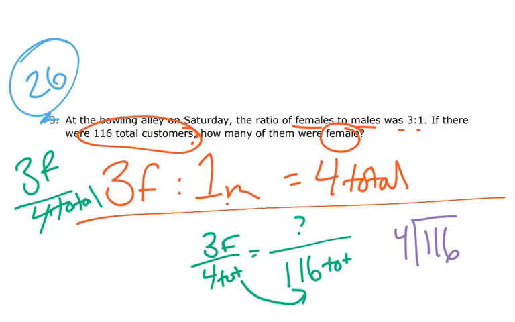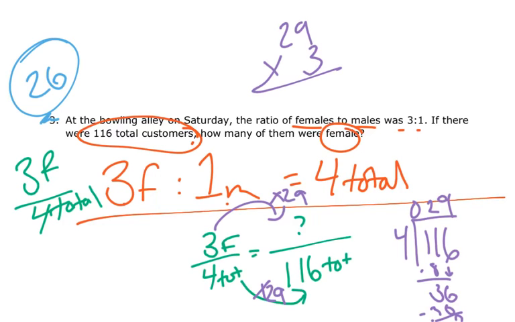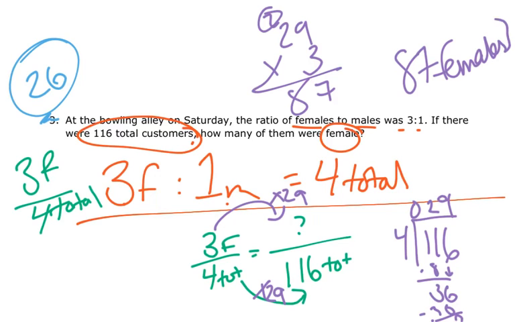116 divided by 4. 4 goes into 1 0 times. It goes into 11 2 times. 11 minus 8 is 3. 4 goes into 36 9 times. There's no remainder, so that means my scale factor, fortunately, will be a whole number. 4 times 29 equals 116. So 3 times 29 is going to be 87. 87, don't forget your units, females.